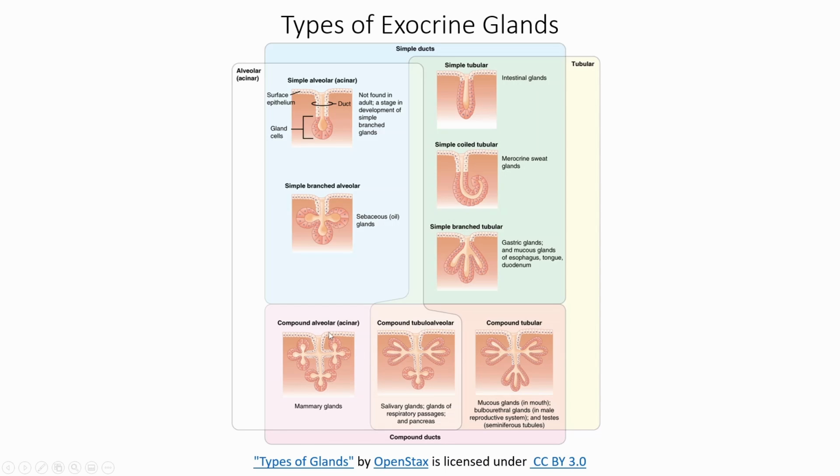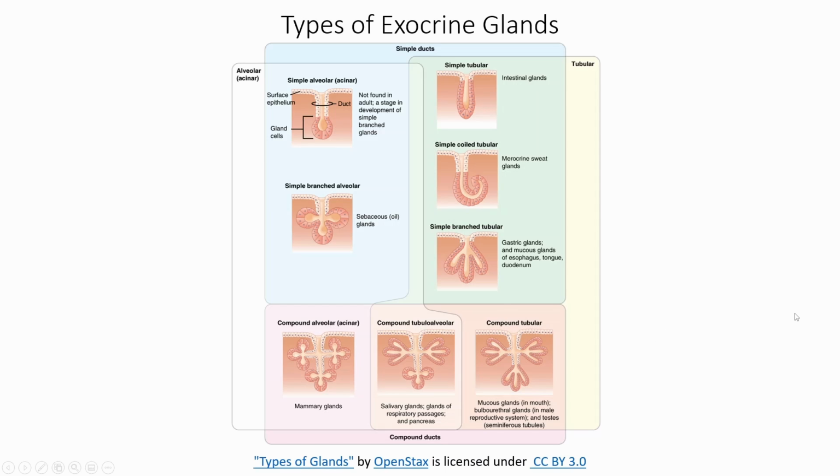So let's look at compound alveolar first. This would be like mammary glands to produce things like milk. The compound tubuloalveolar: we have the tubes and we have the little clover leaves. This would be things like your salivary glands, as well as glands in your respiratory system and your pancreas. And then the compound tubular mucus glands, like in your mouth. The bulbourethral glands, when we look at men, are in the male reproductive system, as well as in the testes. So the best examples we have are mainly in the male reproductive system.